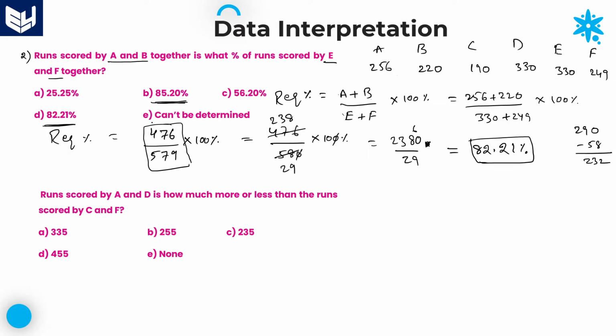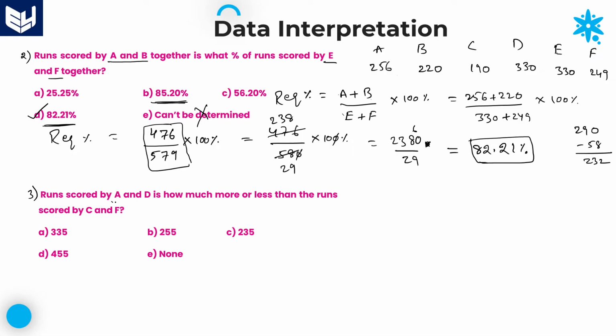But if you look at option E, cannot be determined, obviously it is not the correct answer. Why? Because it is possible to calculate the answer, right? In case none of these option is there, you need to calculate the exact result of that particular question. Okay, now among the options, option D, that is 82.21 percentage, that is the required answer for this question, option D.